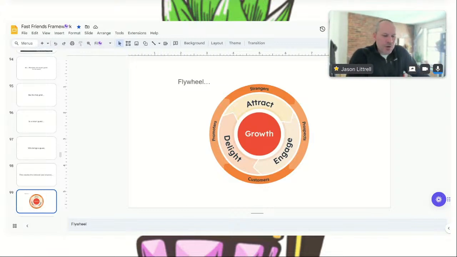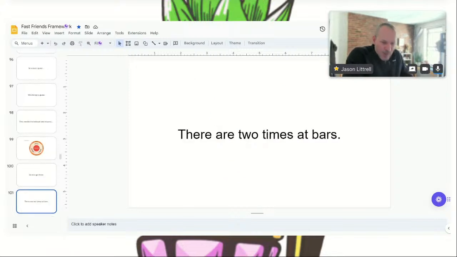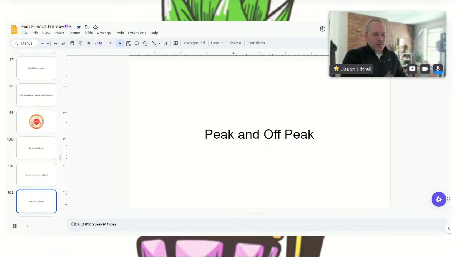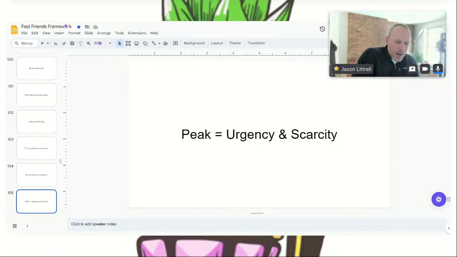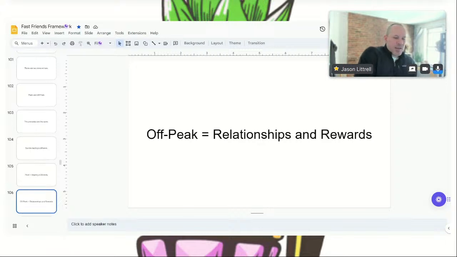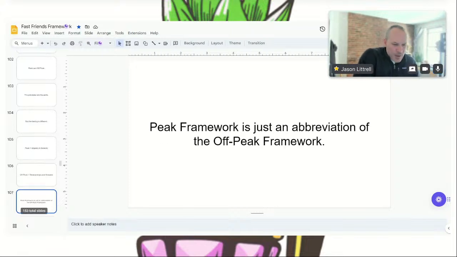So what we're trying to do is create this flywheel of attract, engage, and delight, and that helps them make a decision, or that relieves them of the decision of whether or not they bring a friend the next time. So let's get there. There are 2 types of bars. There's peak and there's off peak, and the principles are pretty much the same, except the feeling is a little bit different, and a little bit abbreviated. So peak is going to have a lot more urgency and scarcity. And then off peak is going to be more about developing relationships and giving rewards. Peak framework is just an abbreviation of the off peak framework.